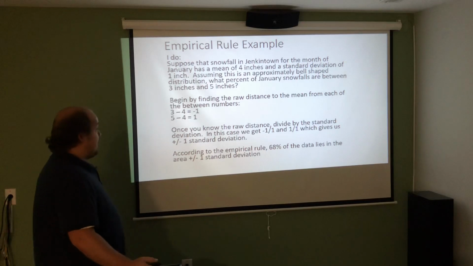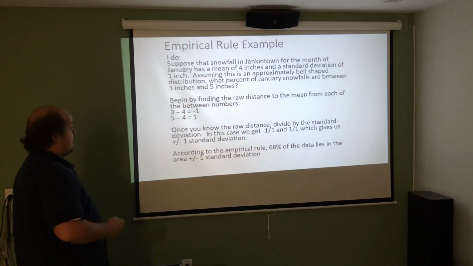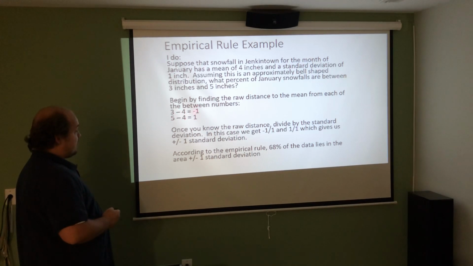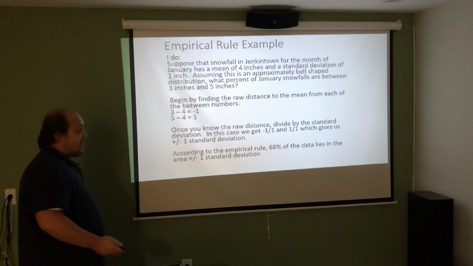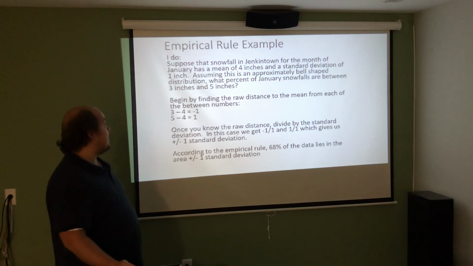So this is showing step by step what I just did. Basically, I start with the between number minus the mean, between number minus the mean. Once I get this raw distance, I divide by the standard deviation. It tells me I'm plus or minus 1 standard deviation, which by the empirical rule is 68% of the data.